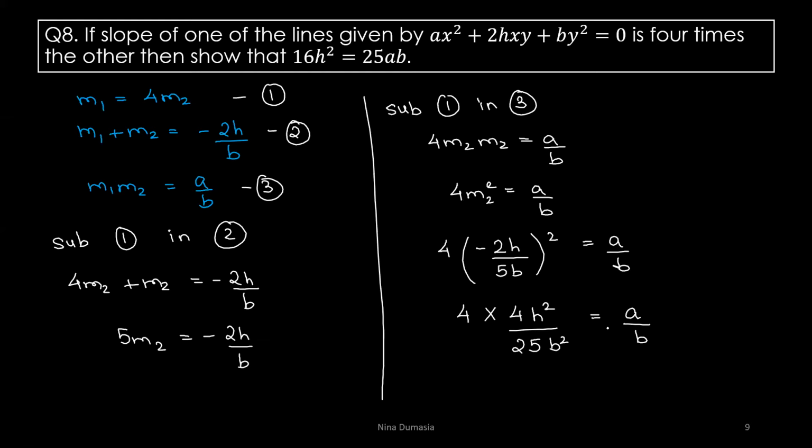by b. Okay, and now we can cancel 1b, fine, and we can take everything to the other side, so we get that 16h square is equal to 25a into b, and that is what we wanted to prove. So hence we have got our answer. Okay, now let us do the last question of this exercise.